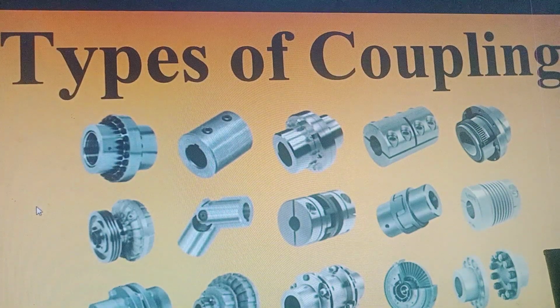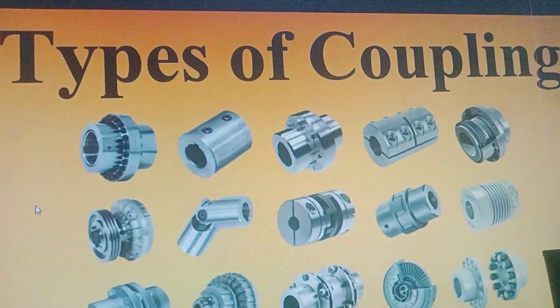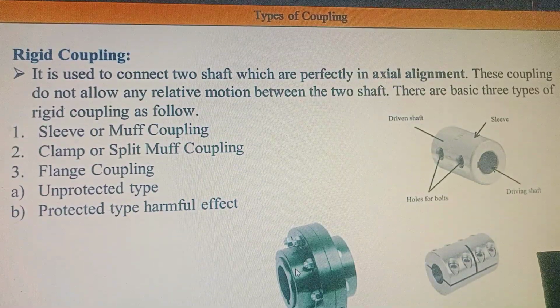Dear students, today we are going to discuss the types of coupling. Normally the coupling is divided into two categories. Number one is rigid coupling, number two is flexible coupling. Now we are going to see about rigid coupling.